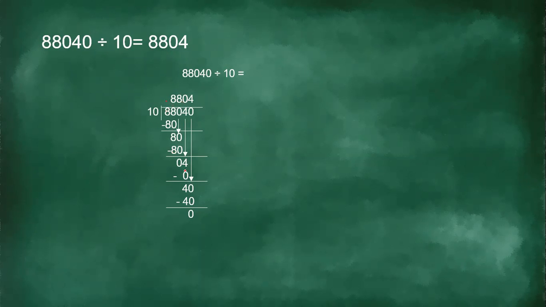So I put the 0 under the 4, drew a line and subtracted, which is equal to 40. And then I said, how many times does 10 go into 40? Which is 4 times. So I put the 4 there, and then I said 10 times 4 is 40. So then I put the 40 underneath the other, drew a line and subtracted, which is equal to 0. And there's my final answer.